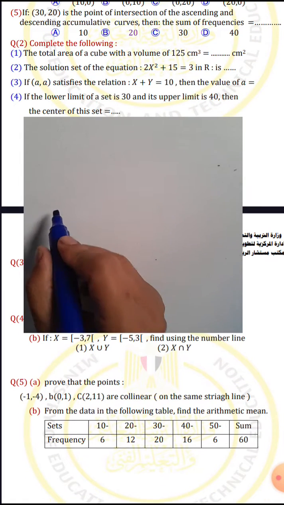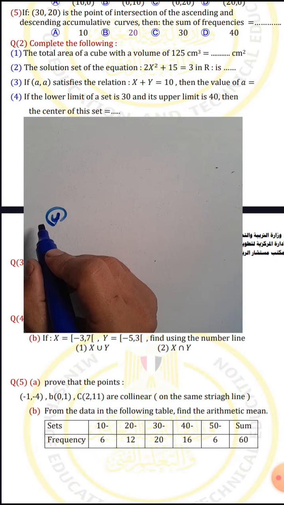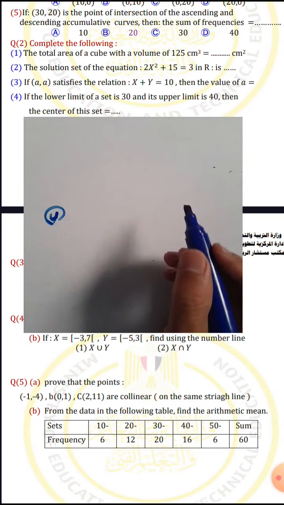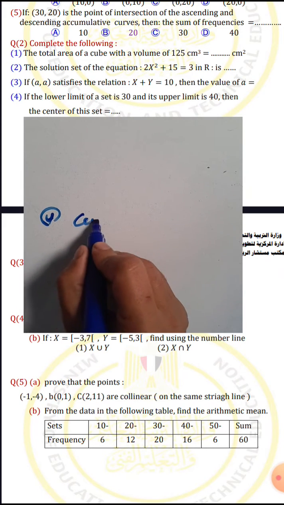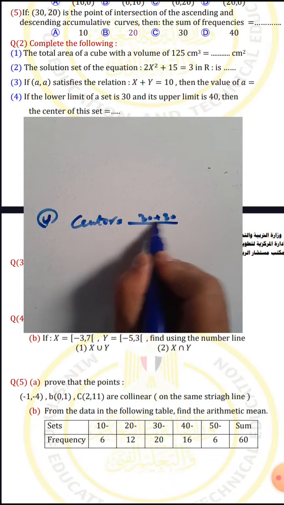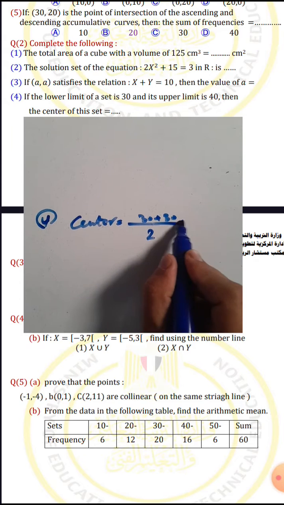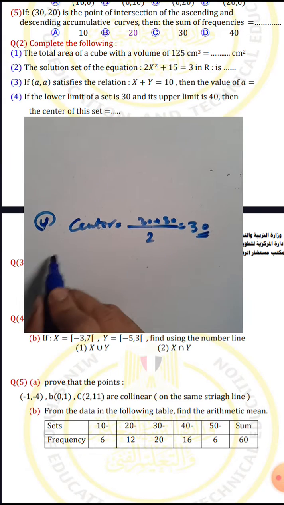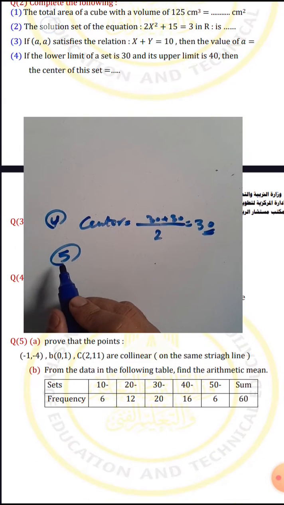Question number 5. If the lower limit of a set is 30 and its upper limit is 40, then the center will be what? We can add 30 plus 40 divided by 2, 70 divided by 2, it will be 35. It's the center.